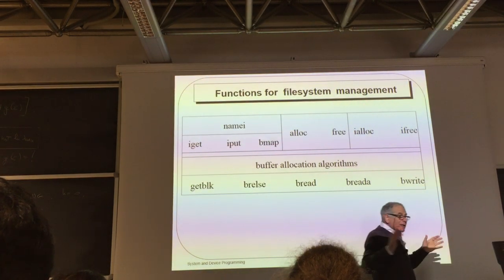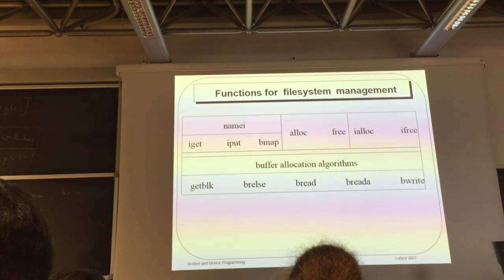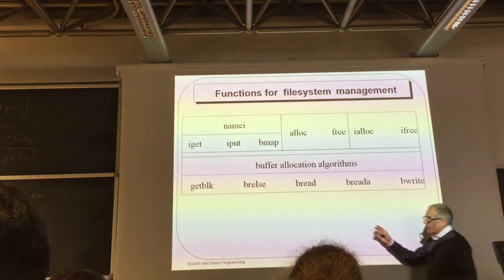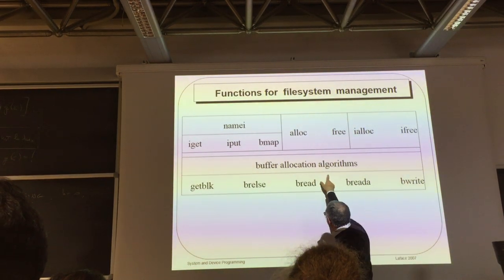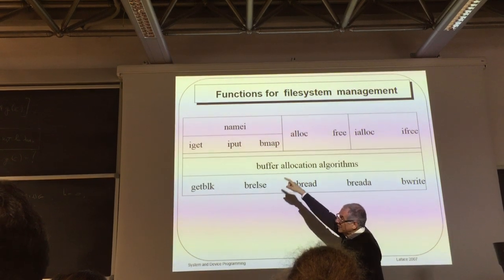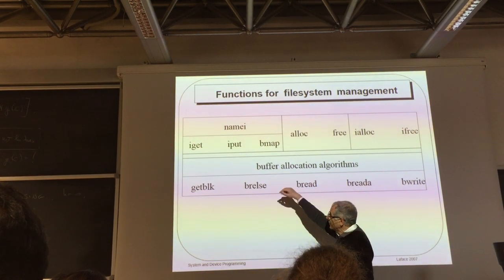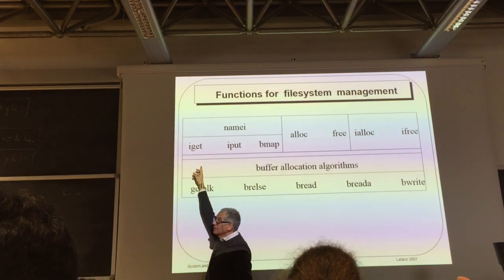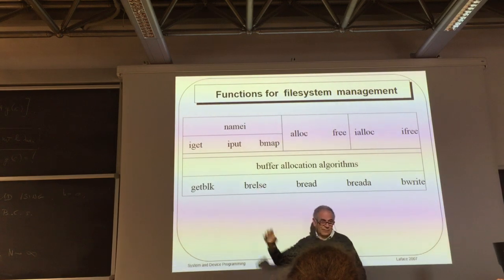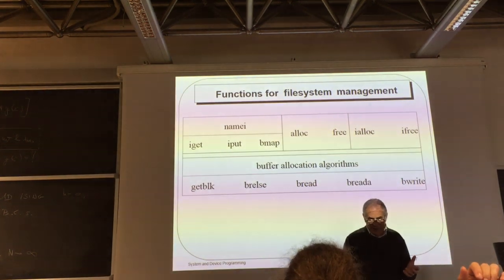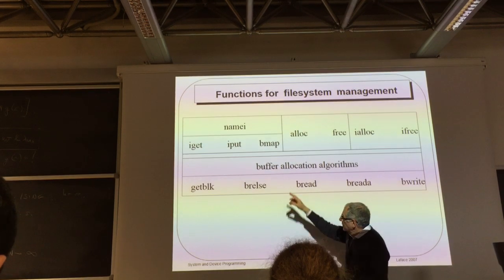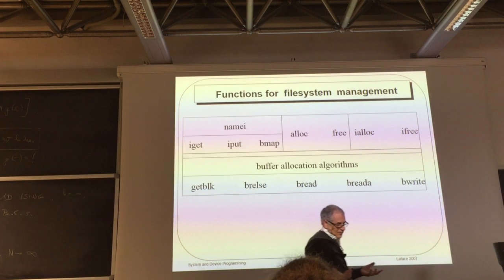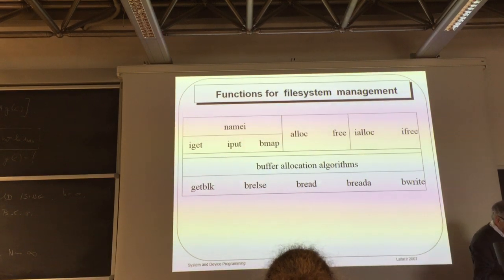All the functions related to the file system, as a matter of fact, use the buffer cache. So which are these still low-level functions? Are iget, iput, so when I need a new inode, when I create a file. When I do an input, when I erase or remove a file.